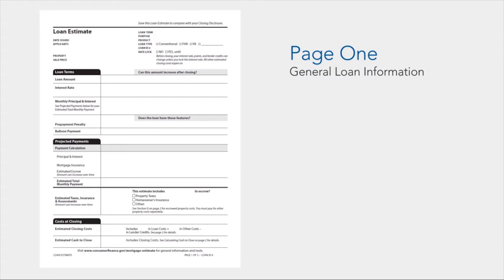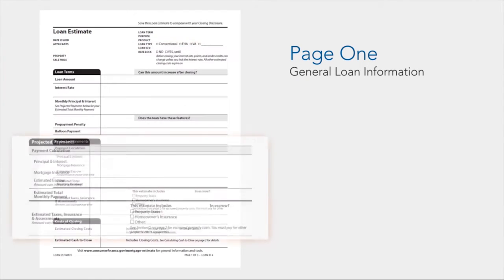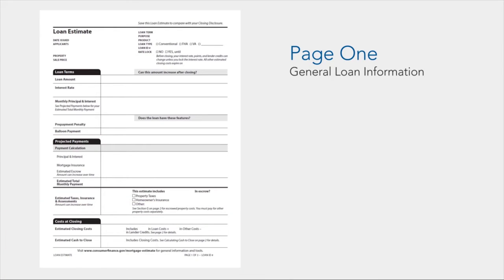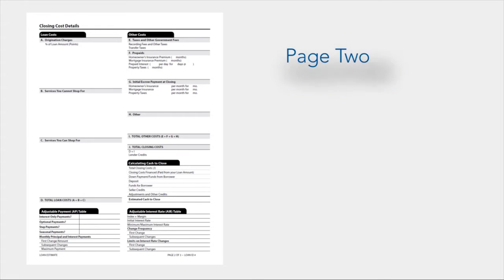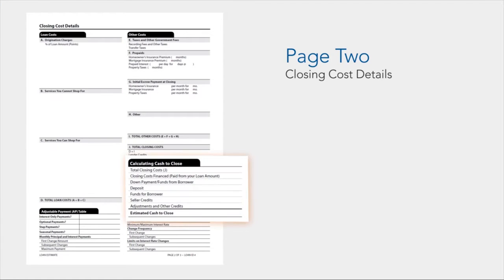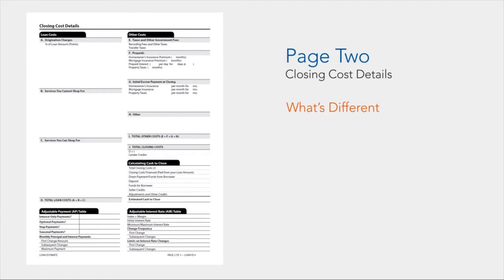Page 1 begins with general loan information and then includes sections for loan terms, projected payments, and costs at closing. It's important to note that the borrower will now be provided the estimated cash-to-close amount, which is not included on the current GFE. Page 2 is a breakdown of loan costs, other costs, and a summary entitled Calculating Cash to Close. What's different on this page is how the costs are broken down.